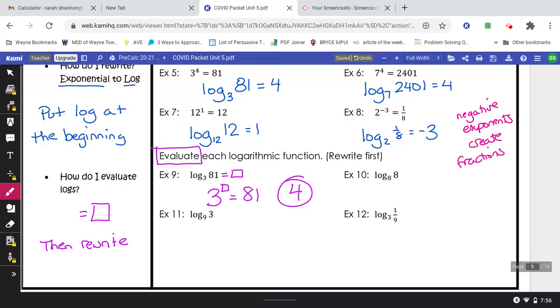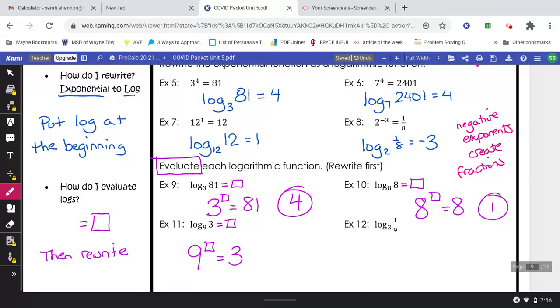Example 10, put the equals box at the end. We rewrite it as first, last, and second. 8 to what exponent is 8? That would be 1. Example 11, 9 to what power equals 3?